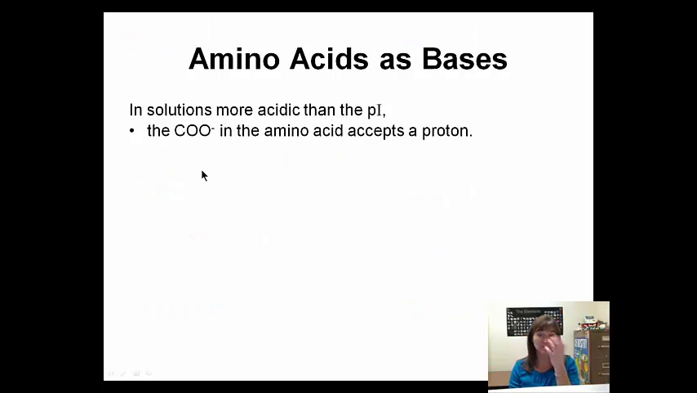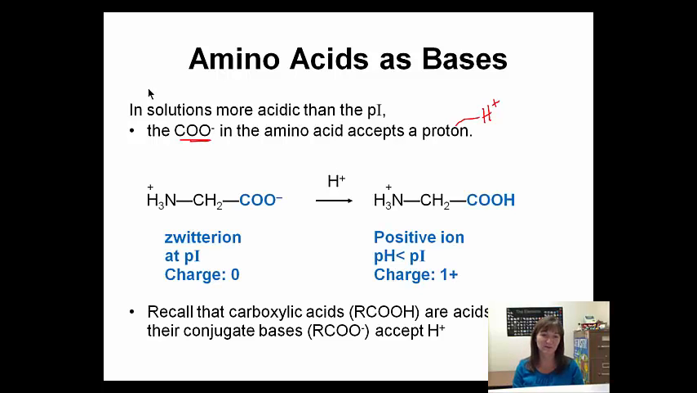In solutions more acidic than the pI, the carboxylic acid group in the Zwitterion, so it will have already lost its hydrogen ion, this COO- group in the amino acid, is going to accept a proton. And remember that the word proton is used to symbolize our hydrogen ion. So a hydrogen ion from the acid is going to react with the COO- group on your Zwitterion.